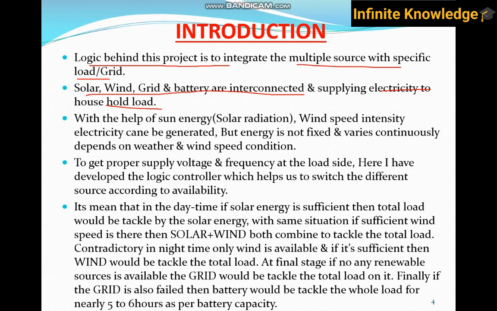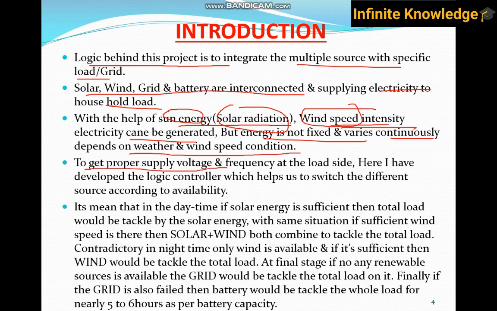Okay. So with the help of sun energy, solar energy, and wind energy, electricity can be generated. With solar, we can generate energy from the solar radiation, and with wind, we can generate energy from the wind speed. But this is not fixed and varies continuously depending on the weather condition and the wind speed condition. To get a proper supply and frequency, here I have developed a logical controller. So what I have done, I have developed the logical controller. What is this logical controller actually doing?